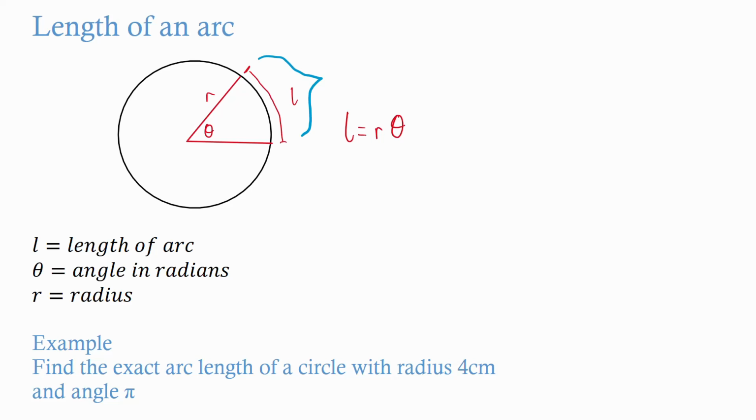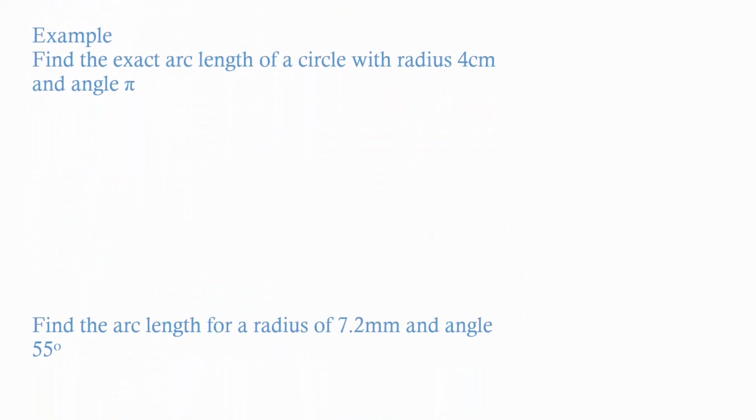Okay, so if we go down and jump into a question, find the exact arc length of a circle with radius 4 centimeters and angle pi. So what that means is, I'll write down the formula. L equals R times theta. So let's do our substitutions in, where R was our radius, and that was 4. And then we have pi over here, times pi.